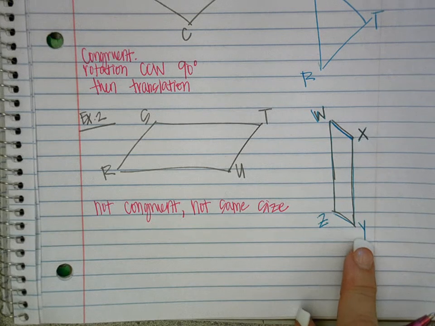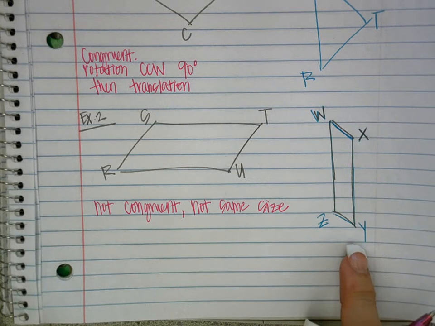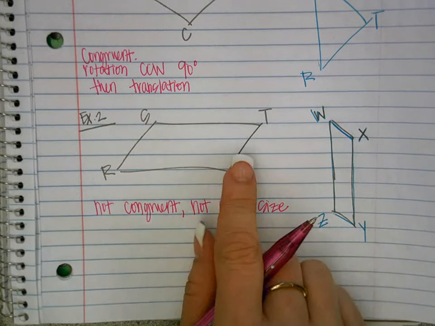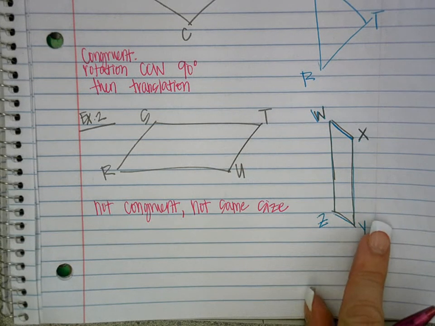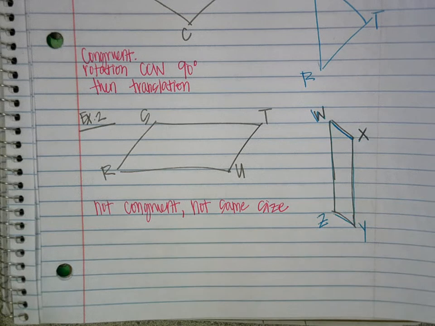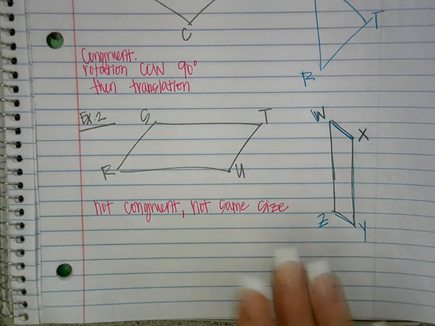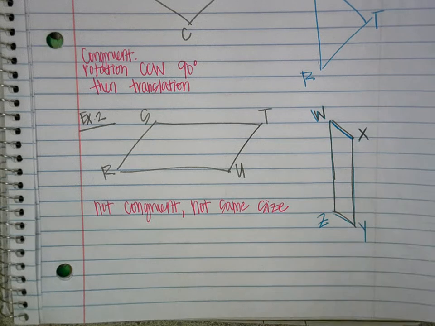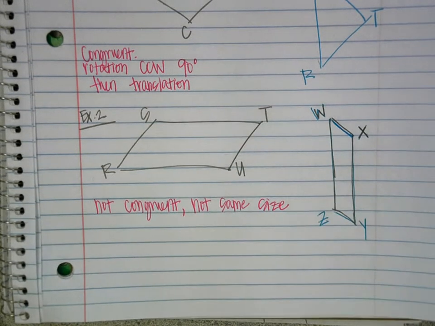So technically, the way they wrote this is no sequence of transformations can map RSTU onto WXYZ exactly, okay? I don't need super special math words. I just need to know, if they're not the same size, just write not congruent because they're not the same size, okay? If they are congruent, yes, I want you to tell me how you could get from one to the other.